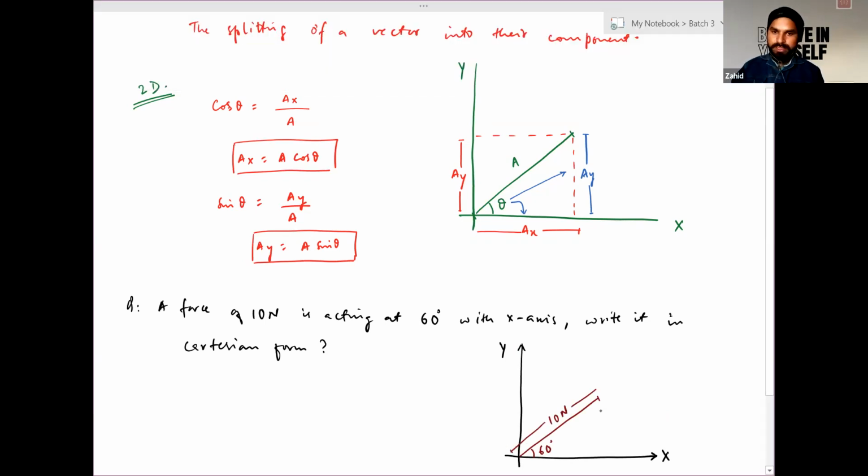So if you draw a vertical line and a horizontal line, this will be fx from this point to this point, and this will be fy from this point to this point. Just use the above method to find the x component and y component, and then the vector can be written in terms of Cartesian form as x component times i cap, y component times j cap. Try to find this.